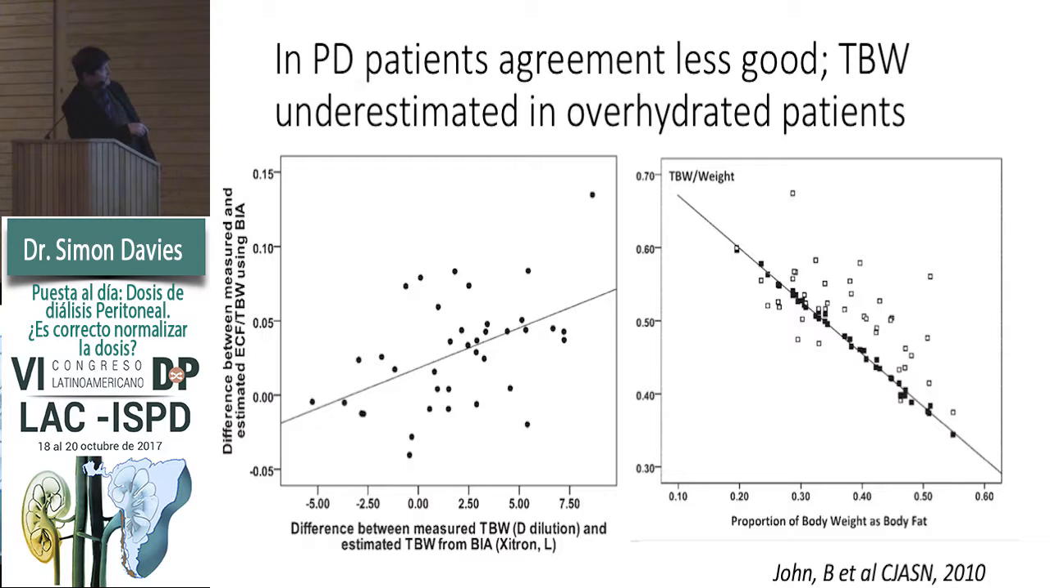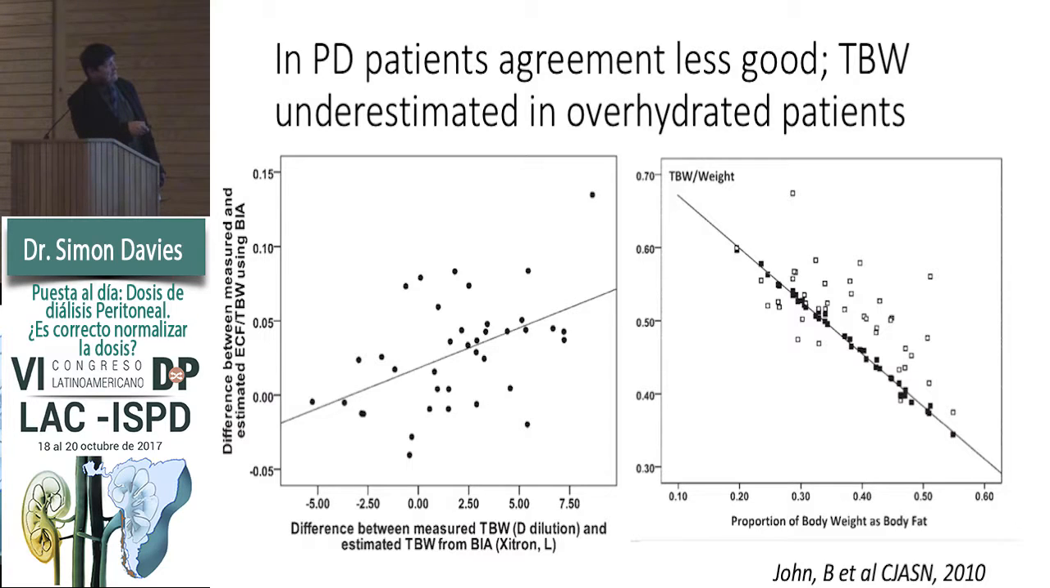And on this axis here, you can see the variability. So if everything was perfect, everything would be around 0. But what we're seeing here is a variation in the prediction in either direction, although a tendency for the bioimpedance to underestimate the body water in patients on dialysis treatment. And that underestimation was worst when the patients were overhydrated. So the more overhydrated a PD patient was, the more the Watson formula was underestimating the body water.